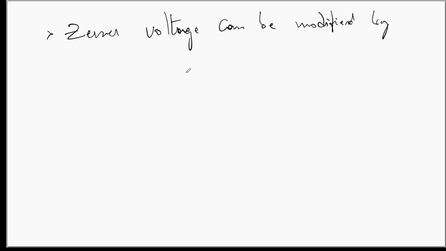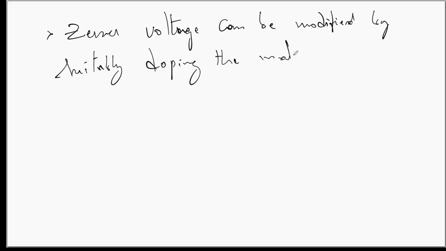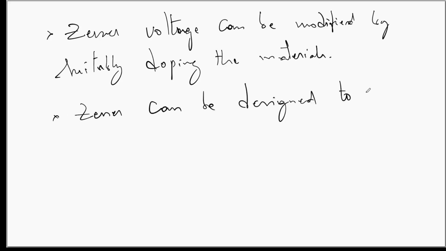The Zener diodes are available in the ranges of 2 volts to 200 volts. Zener voltages can be modified by suitably doping the materials, meaning both the P and N semiconducting materials. Zeners can be designed to operate between 2 volts and 200 volts.